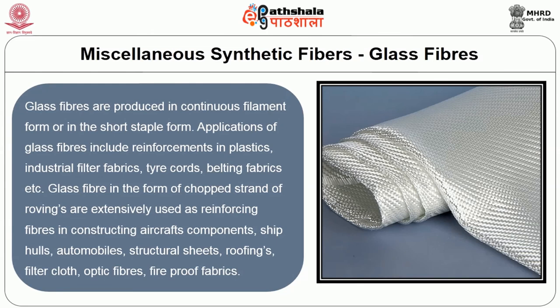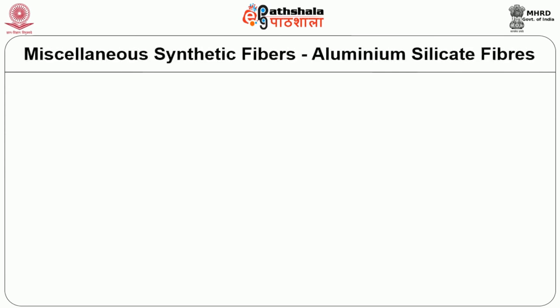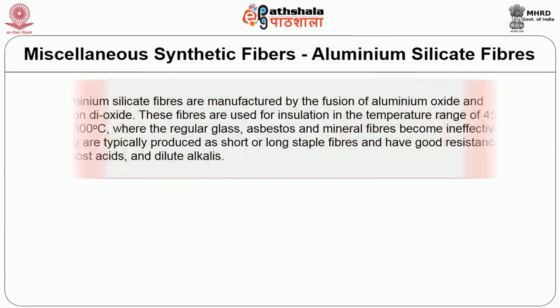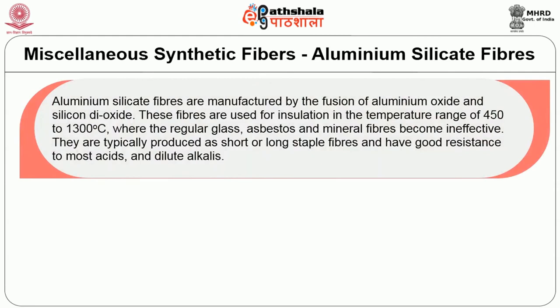Glass fiber in the form of chopped strand or roving is extensively used as reinforcing fiber in constructing aircraft components, ship hulls, automobiles, structural sheets, roofings, filter cloths, optic fibers, and fireproof fabrics. The next miscellaneous fiber is the alumina silicate fiber. Alumina silicate fibers are manufactured by the fusion of aluminum oxide and silicon dioxide.